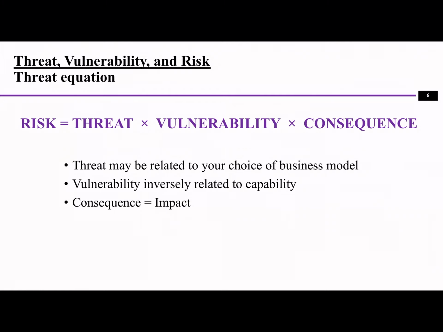So how do we calculate the risk? Because the risk is actually equal to threat, vulnerability, and also the consequence. So we can use threat times vulnerability times the consequence, the consequence of the impact. Vulnerability is mainly related to the features or the capability of the system, while the threat itself is mainly related to the choice of the model of the system.